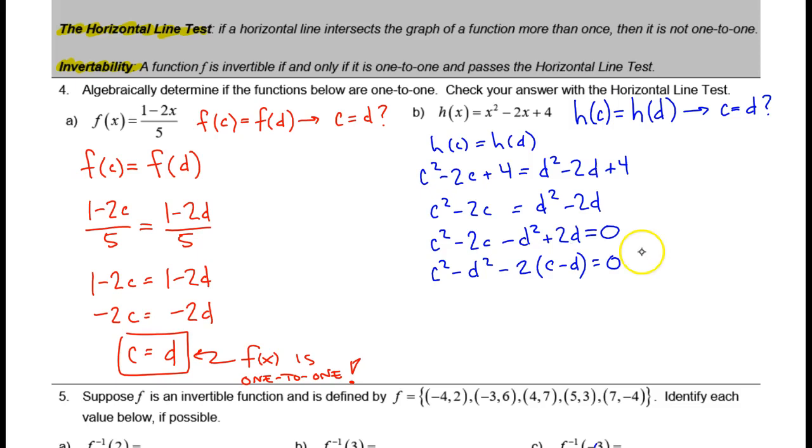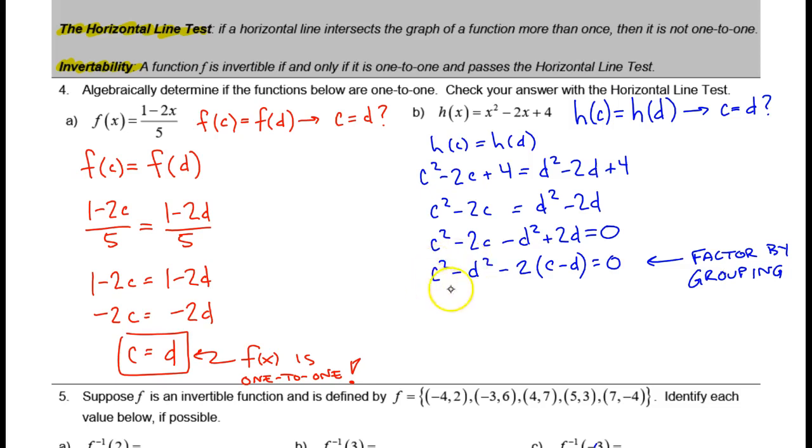So from here on out, what I'm working on is something called factor by grouping, and it's not something that you might remember from Algebra 2. In fact, you may not have even covered it, or if you did, it might have been very brief. But it's a strategy I'm going to use here to prove to you whether or not this function is one-to-one.